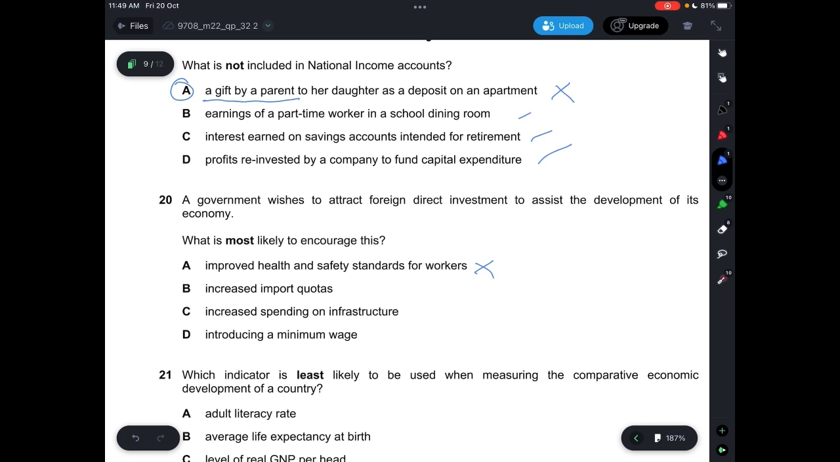B, it says increase import quotas. Incorrect, because this will deter people from coming in. And C, increase spending on infrastructure. This is correct, because when you improve your infrastructure, then people will really want to come in, and then because of the factor of mobility, it will be much better to hire workers and so on and so forth, and also to ship items to other countries much more easily. And D, introducing a minimum wage. This one is incorrect, so I'll say C.